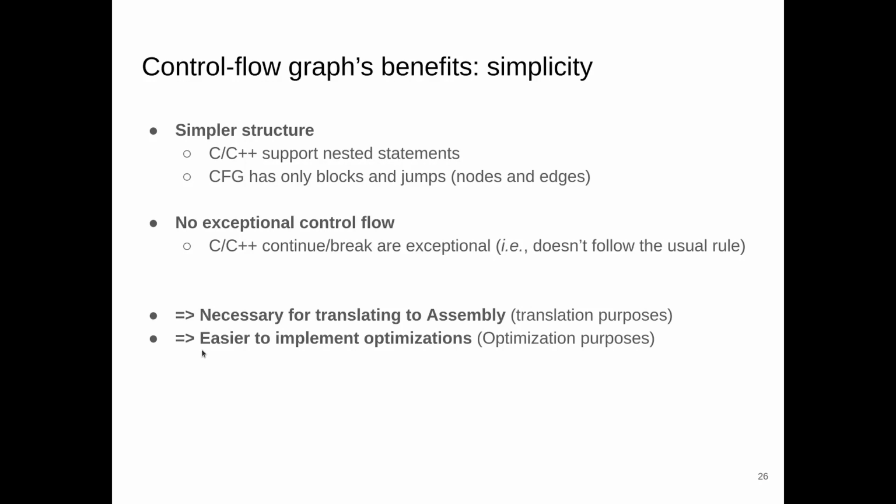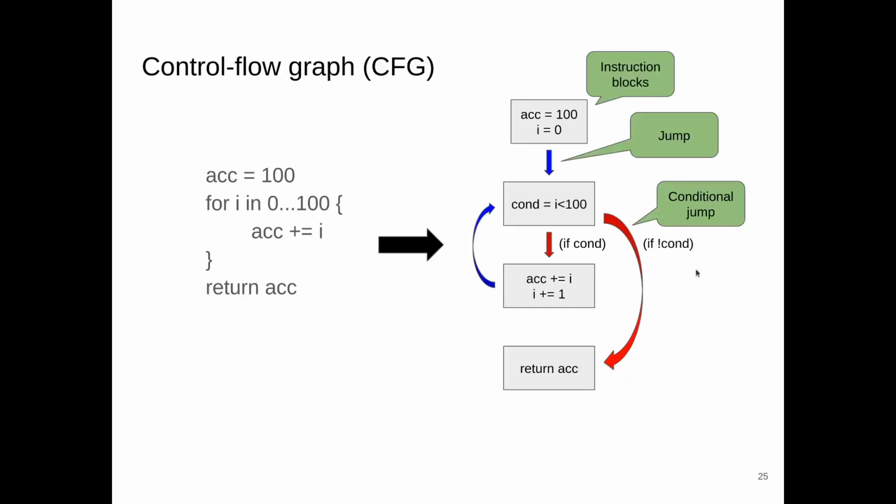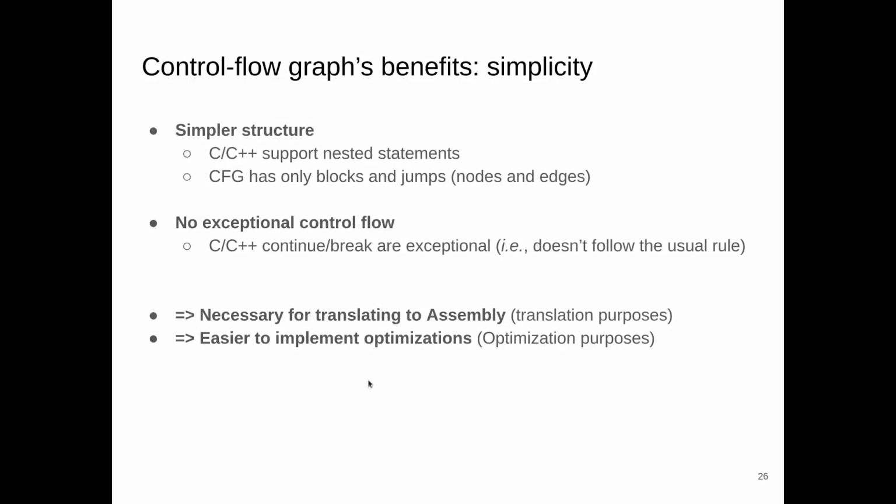Furthermore, it is easier to implement optimizations on this CFG because, as we said, the program has an explicit notion of blocks and jumps, etc., in the graph representation. So we can reason about the control flow of this program more easily, and therefore we can easily implement optimizations based on this CFG representation. So these two, being necessary for translating to assembly and easier to implement optimizations, are the two reasons why we prefer IR over statement-based C languages or the flat assembly languages for the purpose of optimizations.